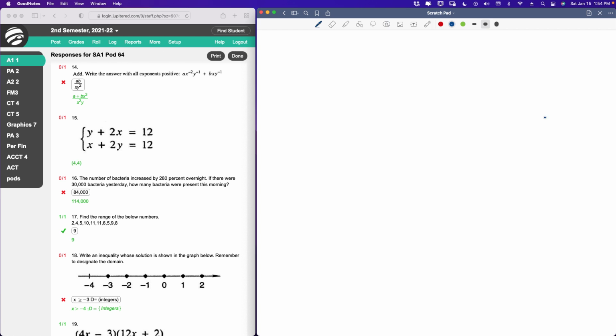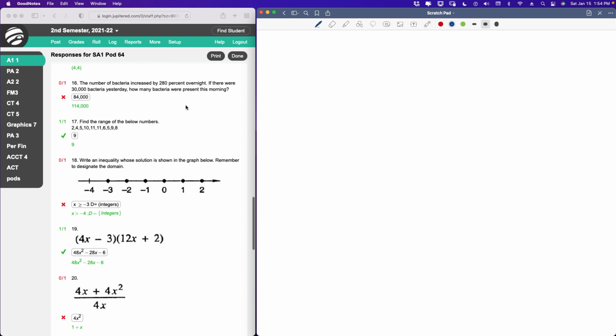All right, number 16, the number of bacteria increased by 280% overnight. Okay, so the number of bacteria increased. So yesterday you had 100%. It increased by 280%. So today you have 380%. If there were 30,000 bacteria yesterday, how many bacteria were present this morning? So this was yesterday's number. This was today's number. So yesterday's number was 30,000. Right? So if we have 380% today, we had 100% yesterday, right?